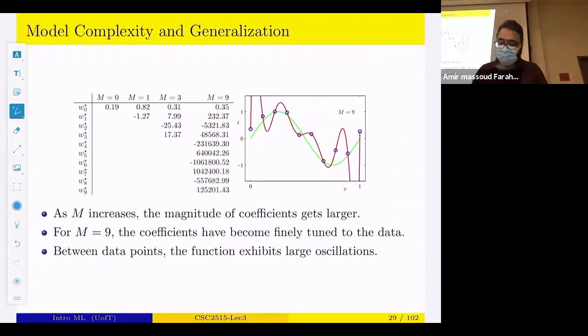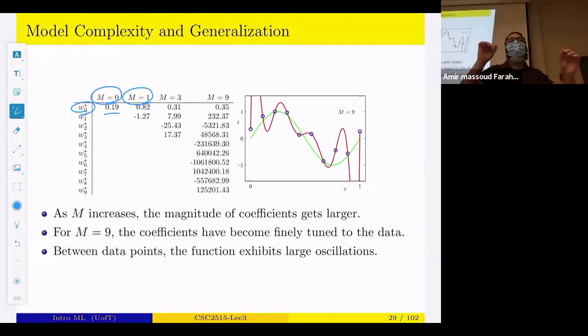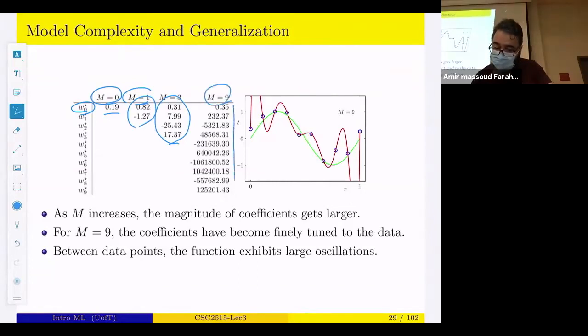So let's look at another thing here. If we fit the model and look at the weights that the fit has: for M equal to 1, a linear model, which is W0 plus W1 times X, we have 2 weights. For M equal to 3, we have 4 weights. And if we see M equal to 9, we get these 10 weights.